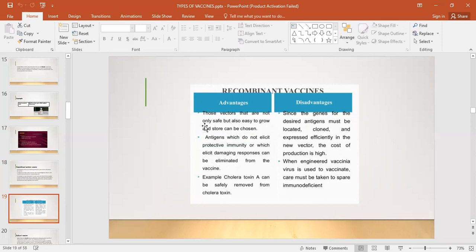Those vectors that are not only safe but also easy to grow and store can be chosen. Antigens which do not elicit protective immunity or which elicit a damaging response can be eliminated from the vaccine. For example, cholera toxin A can be safely removed from cholera toxin.